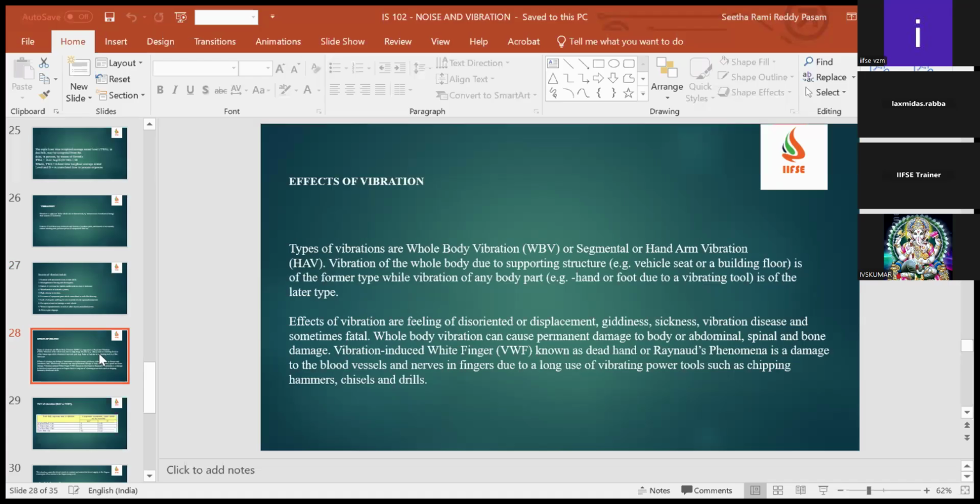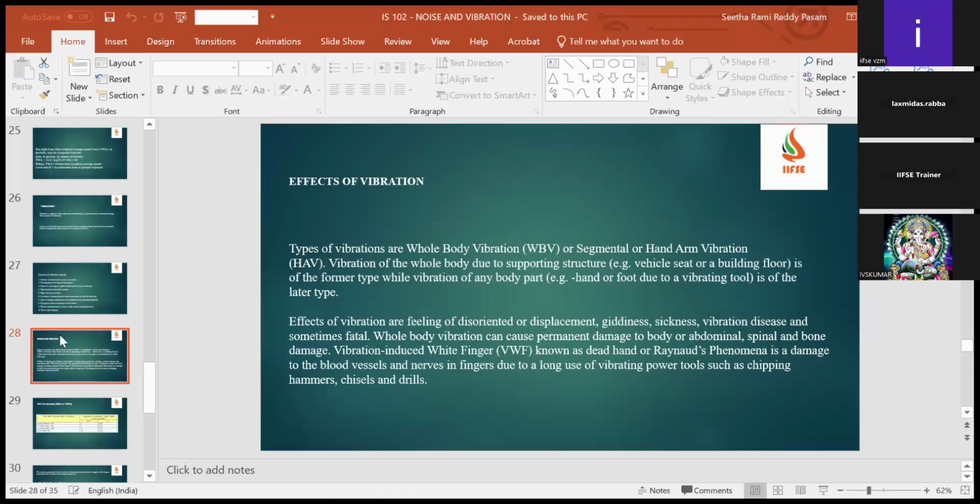Yes, it is everywhere. Basically, it won't affect us if it is within a threshold level. It will be fine. If you are exposed beyond that limit, then we'll feel it or suffer due to this vibration. If you see the effects of it, these vibrations or the effects are basically divided into two types. One is WBV, which is whole body vibration, and the other one is hand arm vibration, HAV. So basically HAV and WBV.